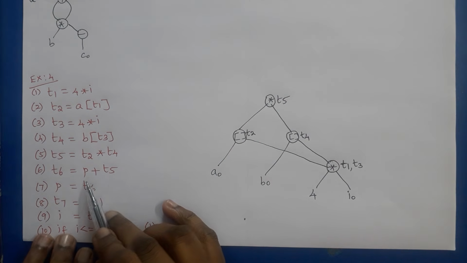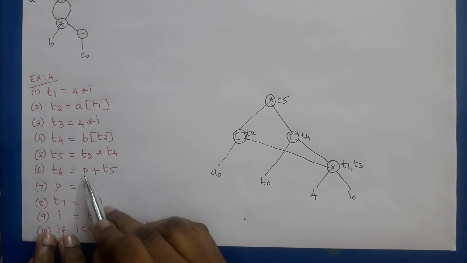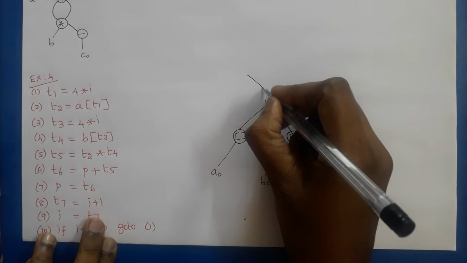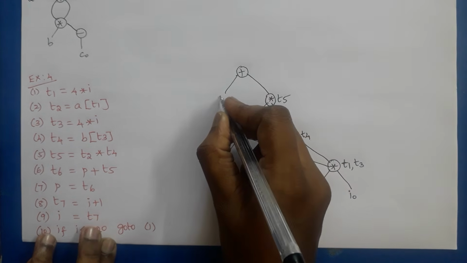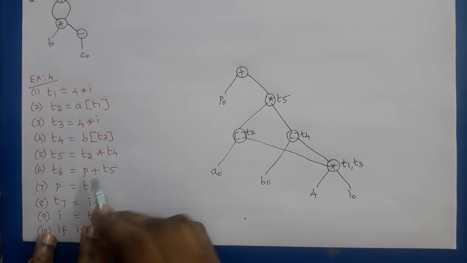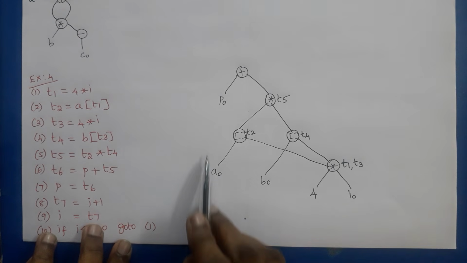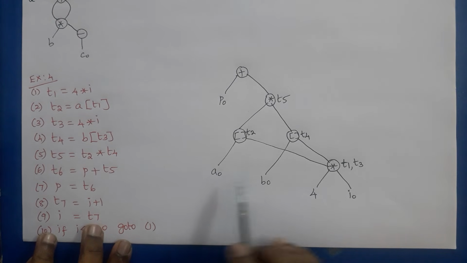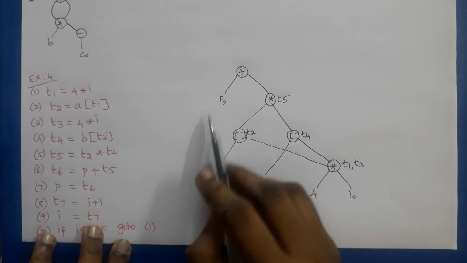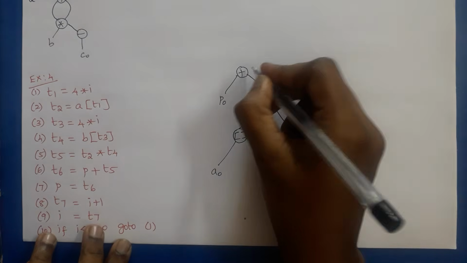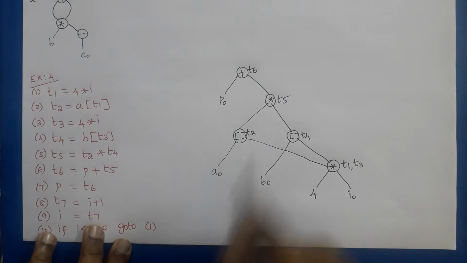Then we need to perform P plus T5. So this T5 is the right child and left child is P. So for the operator plus, left child is P, it can be represented by P naught, and right child is T5. And normally this subscript 0 should be given for the leaf only. It should not be given for the interior labels. Then the result is T6. So T6 is equal to P plus T5.